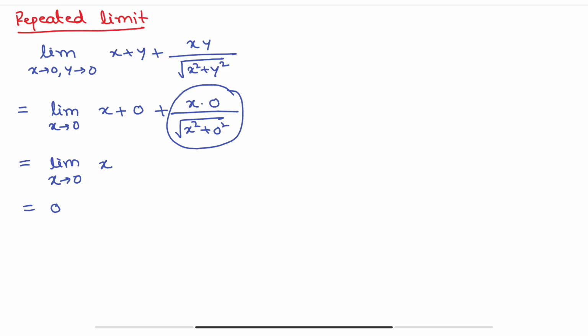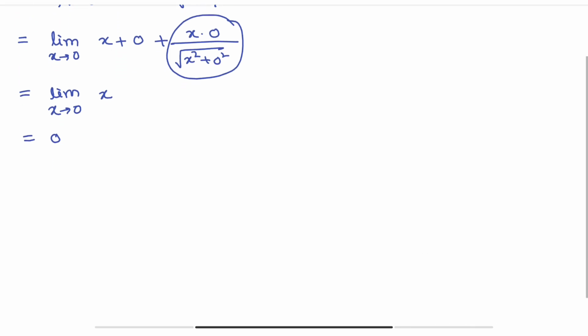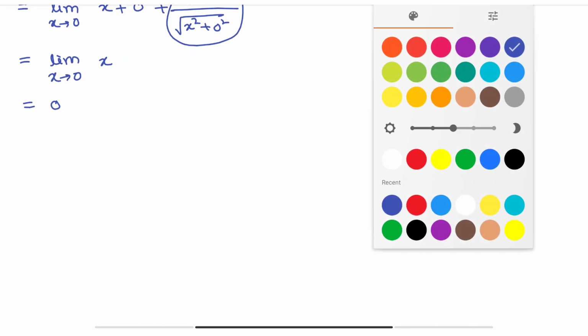And this is equal to 0. So in this case both the simultaneous limit and repeated limit exist, and both the limits are 0. Clear? So in this way you can find the limits, repeated limits and simultaneous limits. Clear? Now come to the next topic, that is continuity.